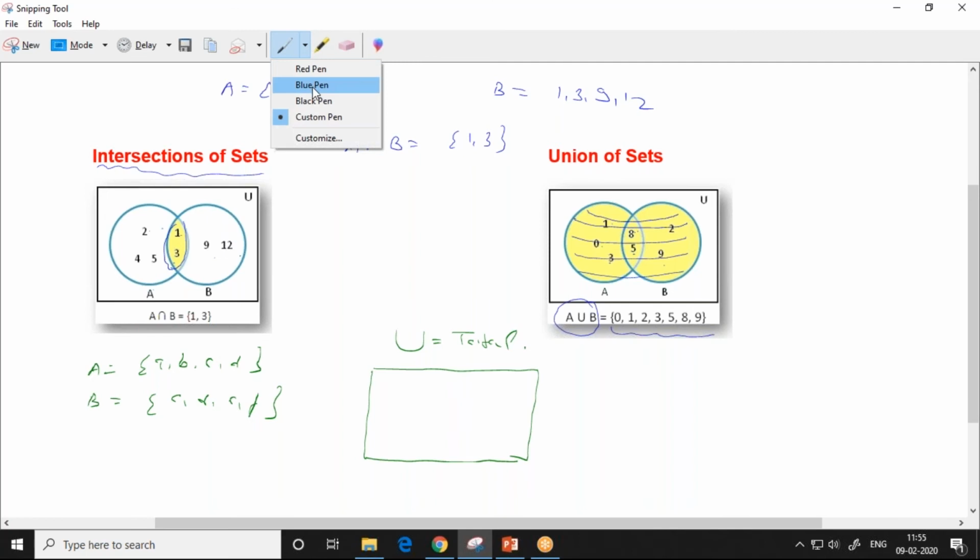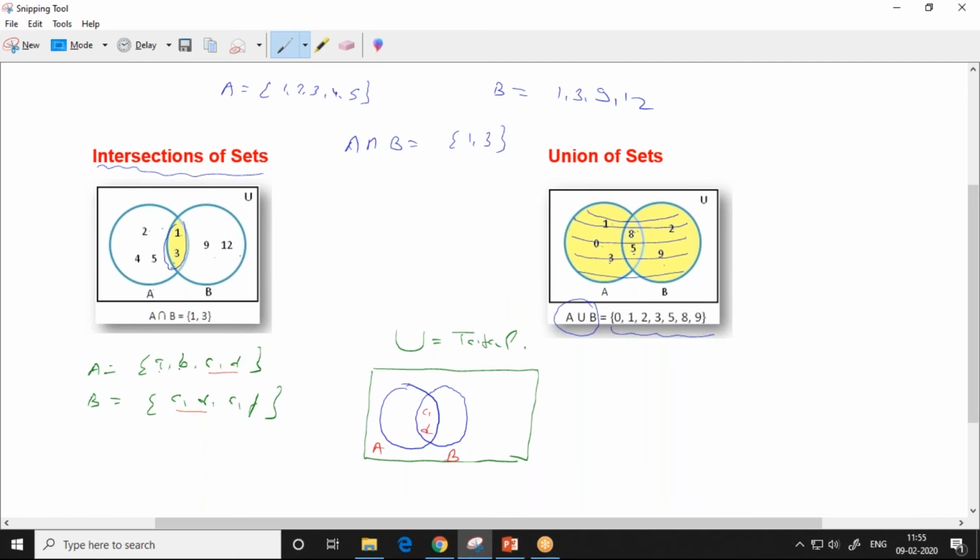Now we can take set A, and let us go for set B. Why am I cutting some region? Because a few elements are common. While you sketch the Venn diagram, you need to take care of one thing. First, you try to fill the most common area. You can see C and D are in both.